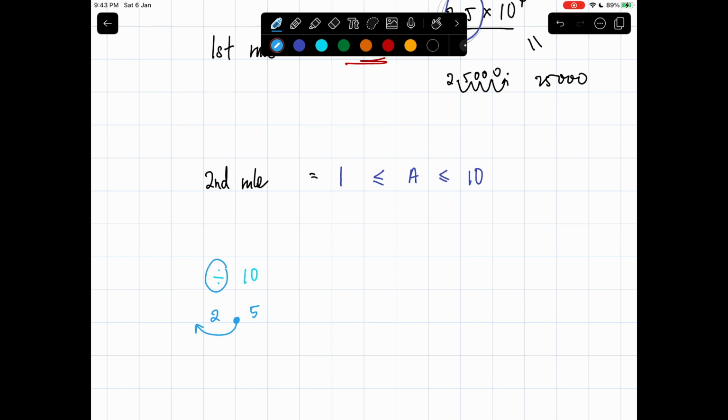So for times, what you do is bring the decimal to the right. So when you divide 2.5 by 10, you will get 0.25. On the other hand, when you times 2.5 by 10, you will get 25. It's as simple as that. This is crucial for you to understand so that we will be able to progress with the other questions.